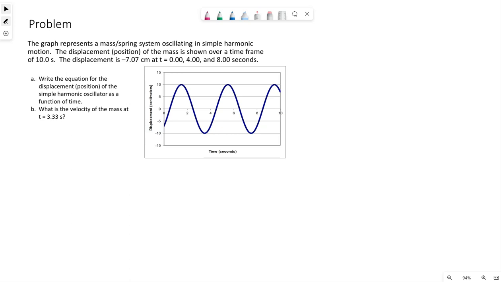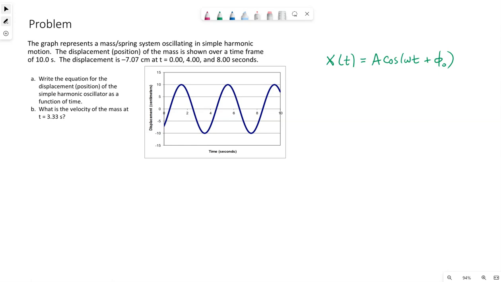So A, write the equation for the displacement or position of this simple harmonic oscillator as a function of time. So we're wanting to find the equation of motion, x of t. And we want to write it in such a way that all we have to do is plug in a time and we will know the position of this mass. So the generic equation we have is the position of an oscillator is equal to A cosine omega t plus phi naught.